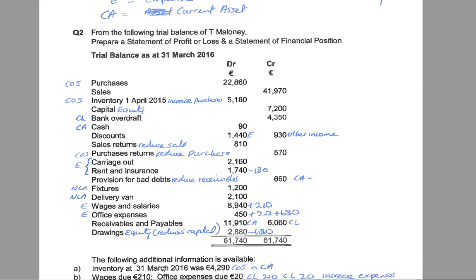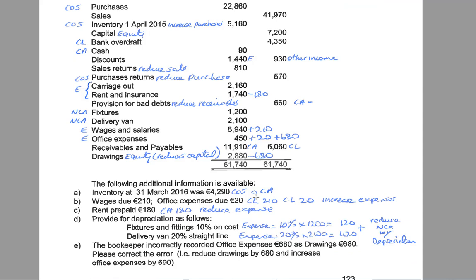So closing inventory is the first one. We're going to have a cost of sale expense. It'll reduce our purchases and also we'll show it in current assets. So wages due and office expenses due. So anything owing at year end, the rule is increase expenses and show a current liability. So wages is here. We're going to add 210 and we're going to add 20. So our expenses will be updated.